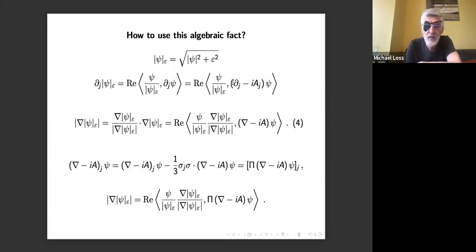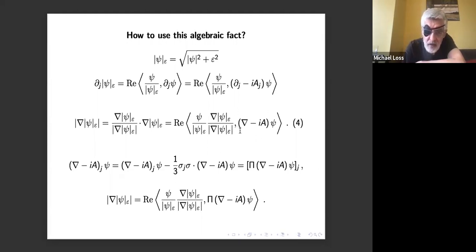Notice I don't have an I in front of the derivative. I stuck it over to the vector potential. Okay, so that's clear. And then using this, you can easily check that when you take the modulus, in other words, the modulus of this vector, which you can write in this fashion, you learn that this is the real part of this somewhat complicated expression: psi divided by the modulus of psi, grad modulus of psi over its length, and grad minus I A psi. All right. And now comes the point.